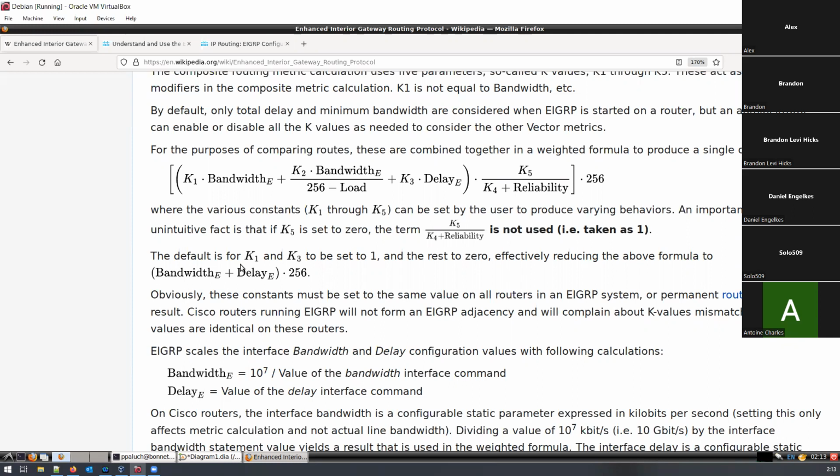Between EIGRP speakers, the K values must match. If two EIGRP neighbors have the K values set differently, they will not come up as neighbors. They will keep complaining in logs that they have their K values mismatched, but they will never establish an adjacency and they will never exchange routes. This is because in EIGRP, we don't send the resulting metrics between the routers. We always send these 5 individual components, and each router is supposed to combine them together on its own.